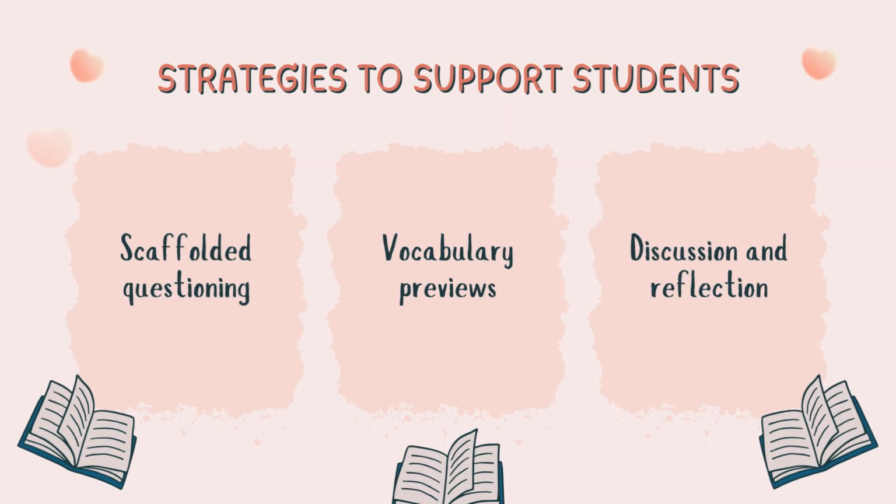To help students handle complex texts, we can use a few key strategies. First, scaffolding questioning, where we ask guiding questions to help them think deeply. Second, vocabulary previews, which give students the words they need to understand the text. And third, discussion and reflection, which allows students to process ideas and make connections. For example, I might pause while reading and say, "What do you think this character wants?" to model thinking and start discussion. Which of these strategies do you think would help your students the most?